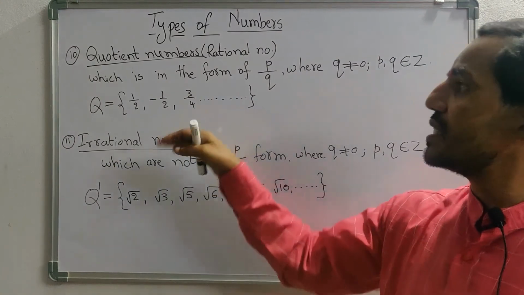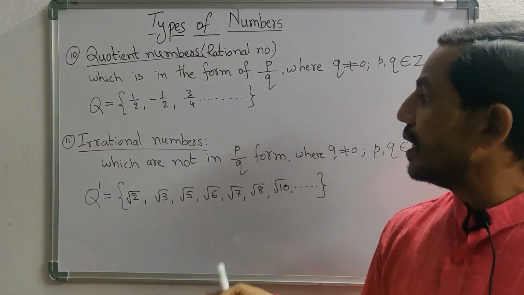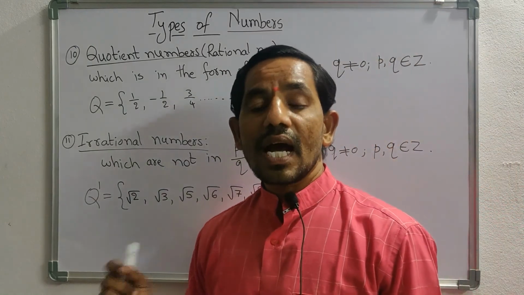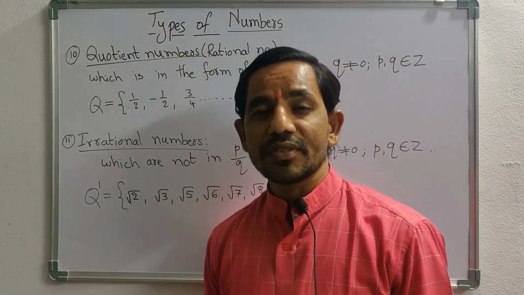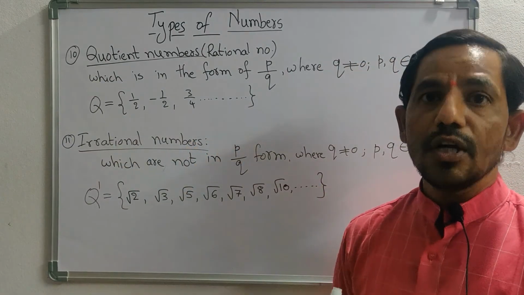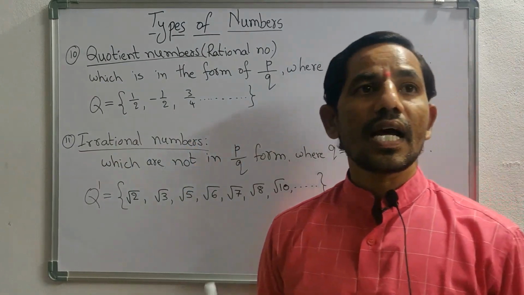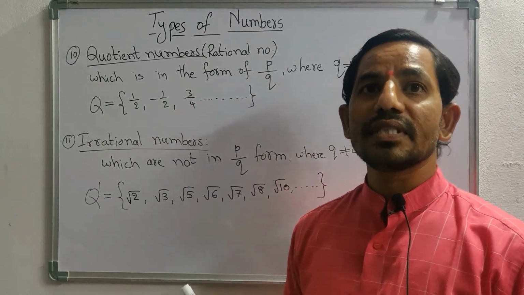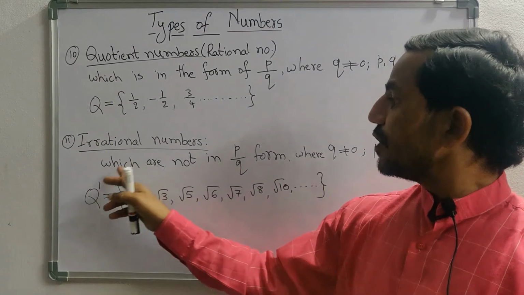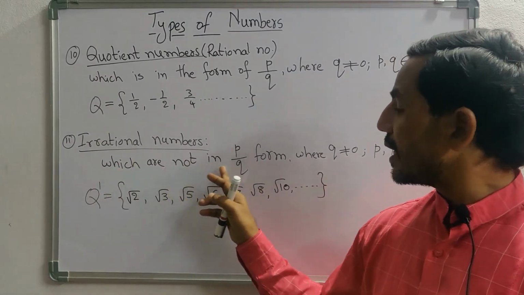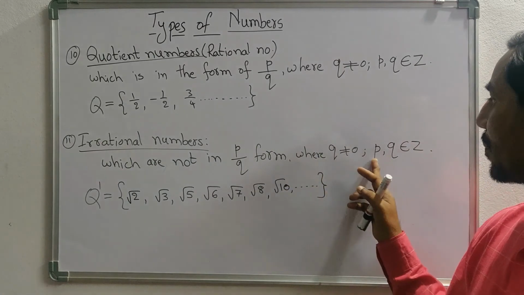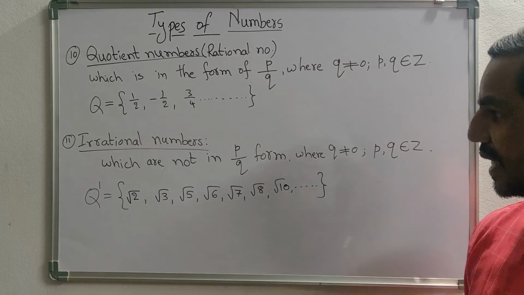Irrational numbers are the quite opposite. Irrational numbers means numbers which are not in p by q form. Such numbers are called irrational numbers. A number which is not in p by q form, where q is not equal to 0 and p, q belong to Z.